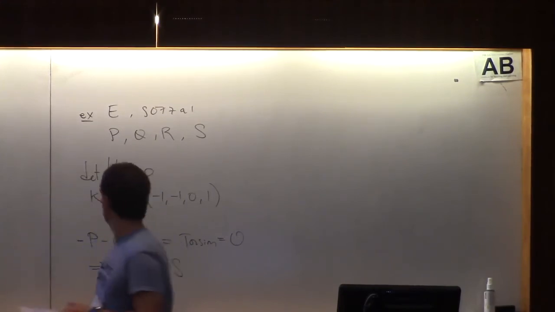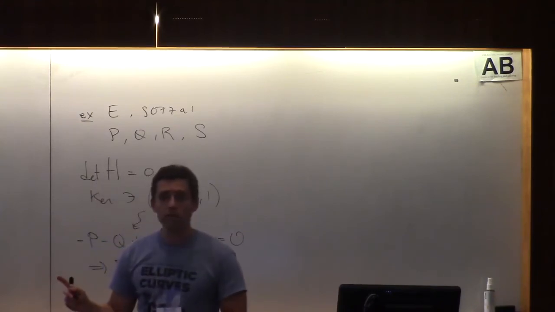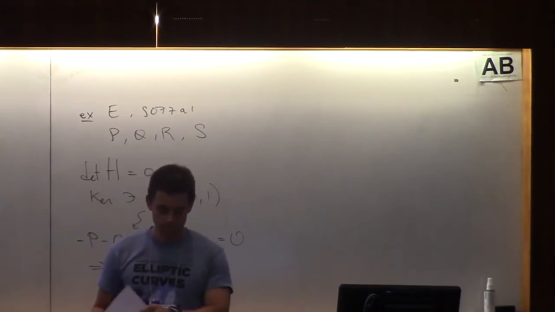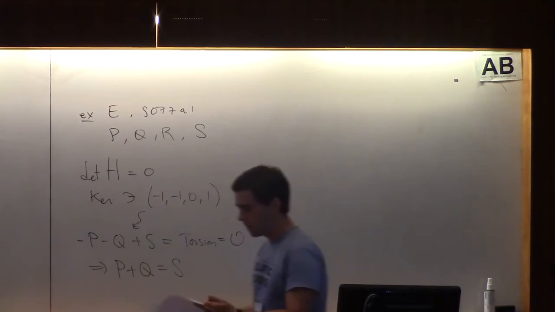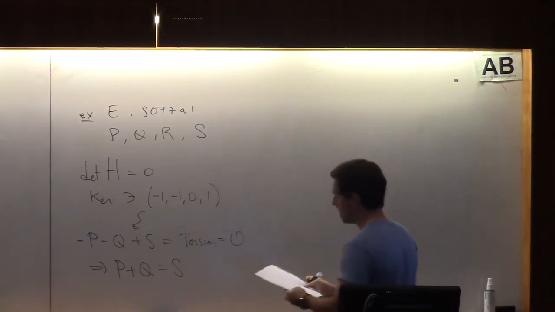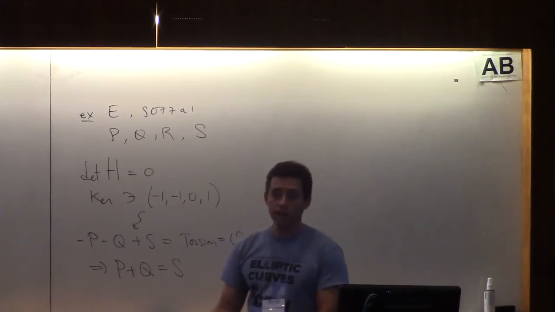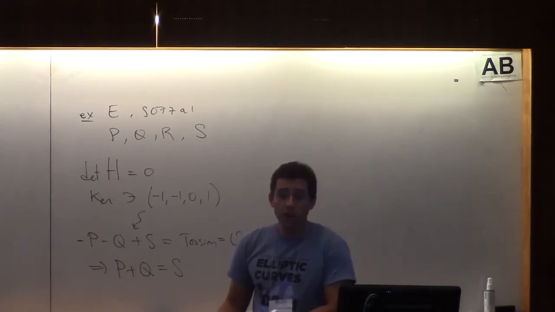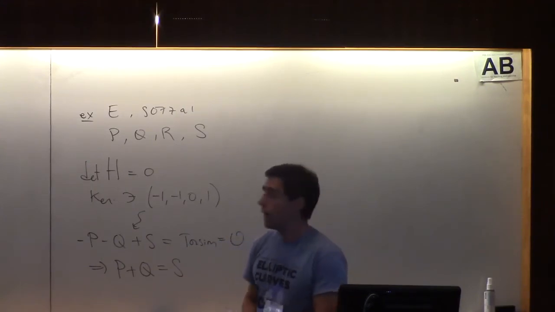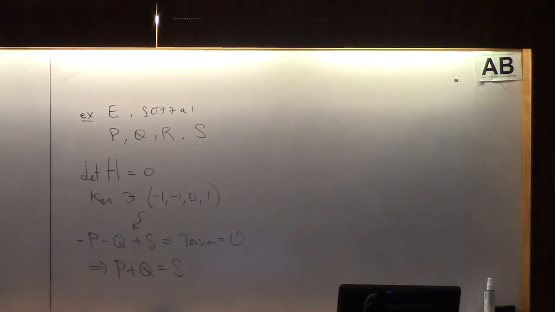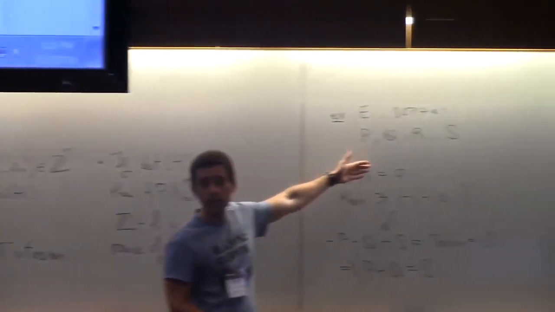Okay, so any questions about this? So how this tells me, if you give me points, I can check if they're linearly independent. You still don't know how to find the points in the first place, but maybe what I can say is something like, okay, this elliptic curve, the rank is at least 3.